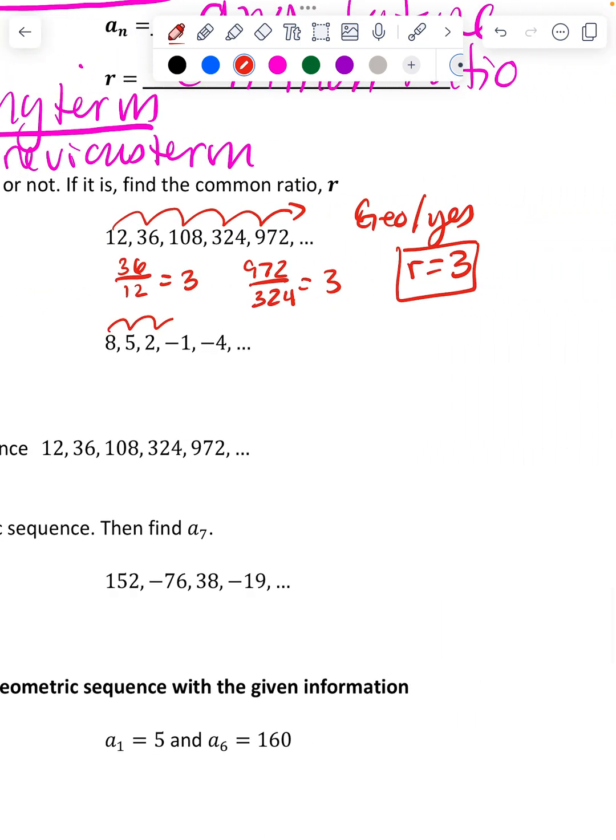Here, if you look at it for a little bit, you're going to see that these go down by 3. So this one's arithmetic, so the answer is a no, it's not geometric.